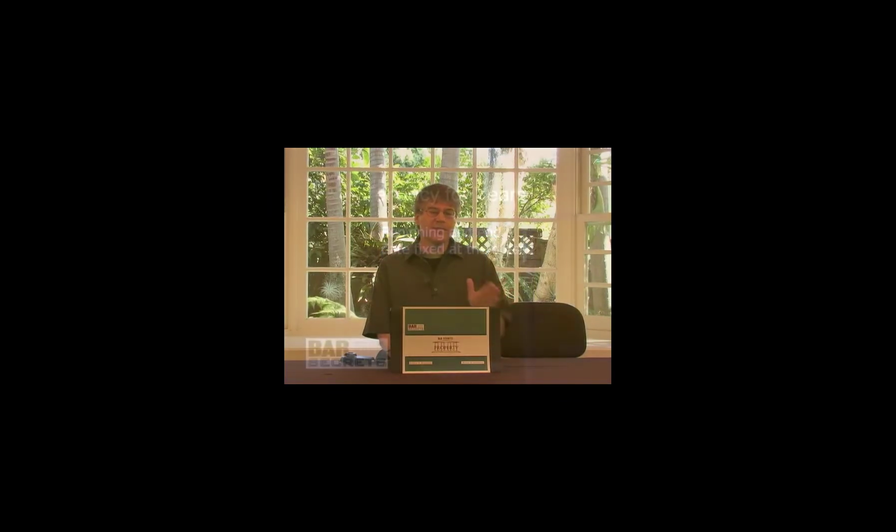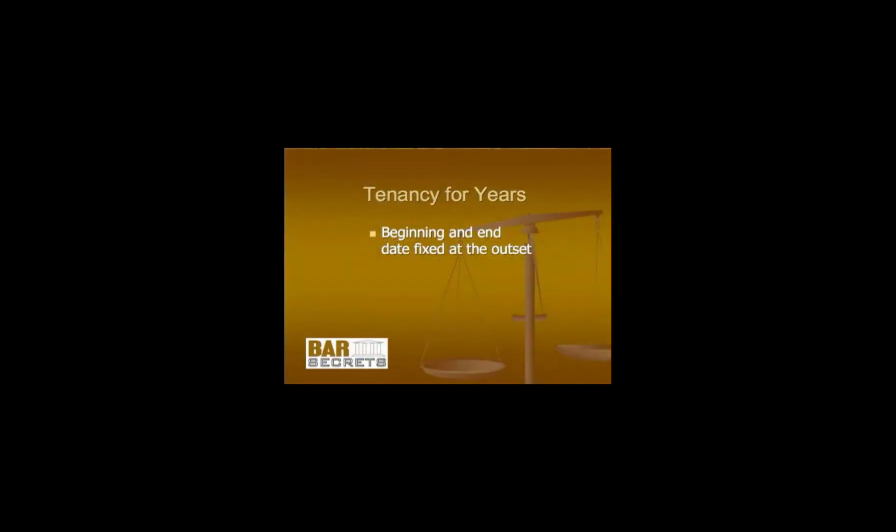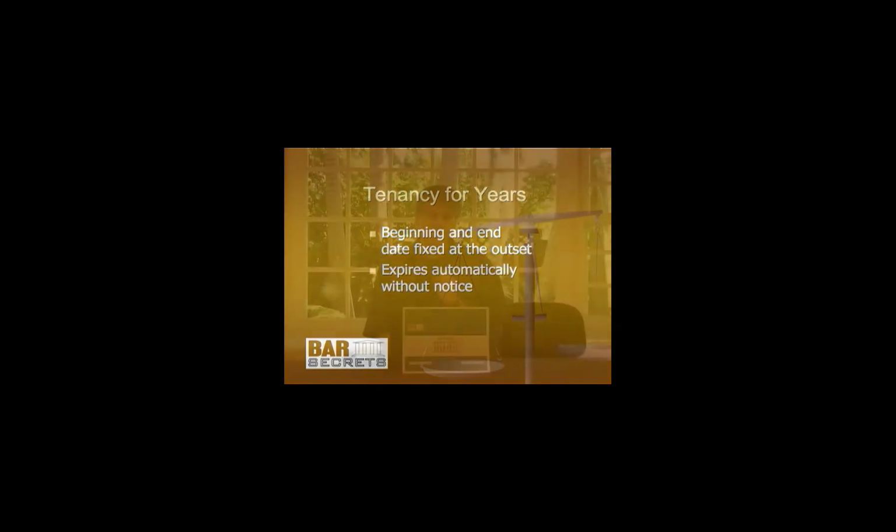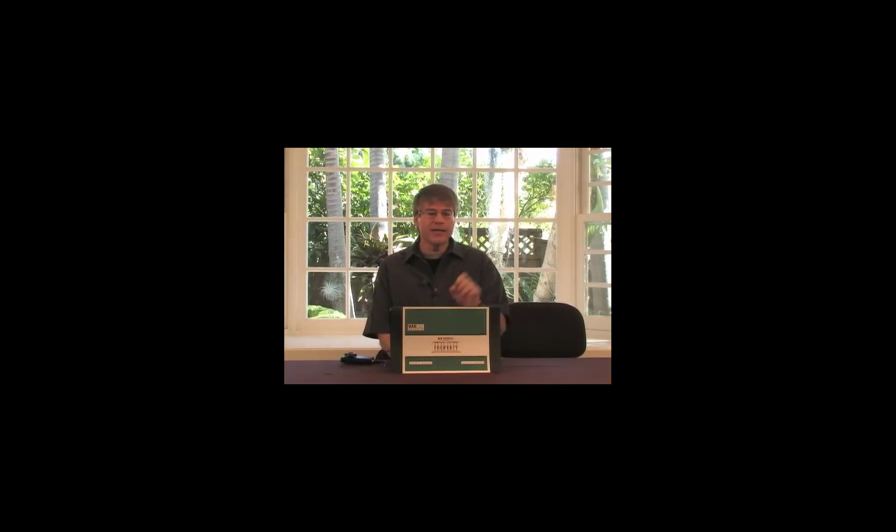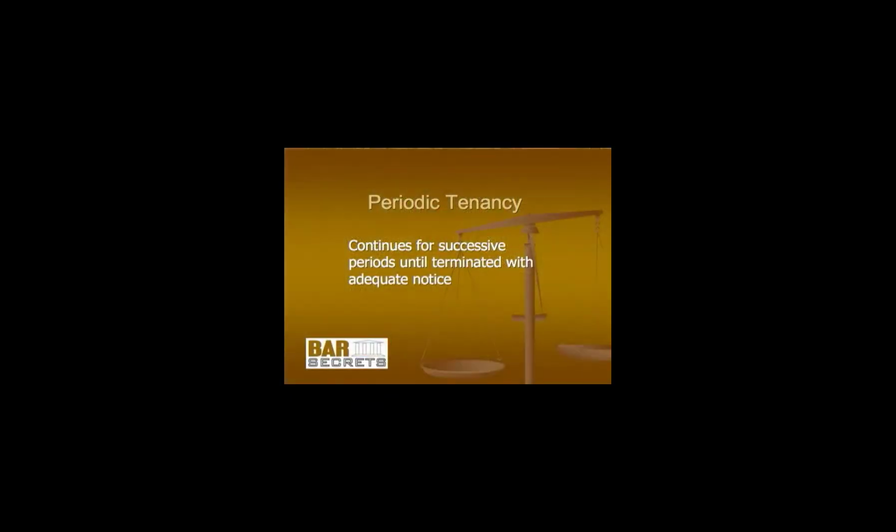Tenancy for years has a beginning and end date fixed at the outset. No notice is required. It expires automatically. Contrast periodic tenancy. This continues for successive periods until terminated with adequate notice. So, such as a month to month, every 30 days.